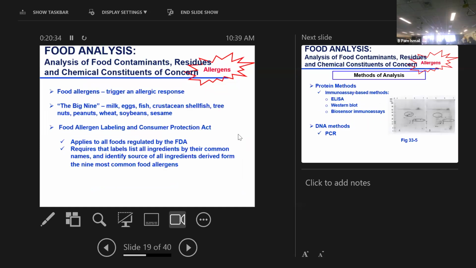Food allergen is another important component because people have allergenicity, the big nine. It means that these are the most allergenic potential components that represent 90% of the allergic cases.